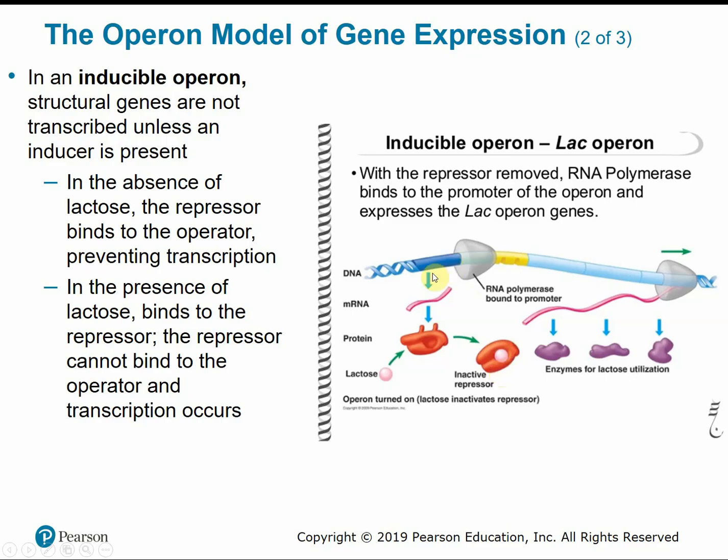So now transcription can occur. RNA polymerase can bind to the operator, and we can synthesize those enzymes for lactose utilization. So in this example, lactose is our inducer. So it's what's going to induce production of these enzymes and turn on this gene.